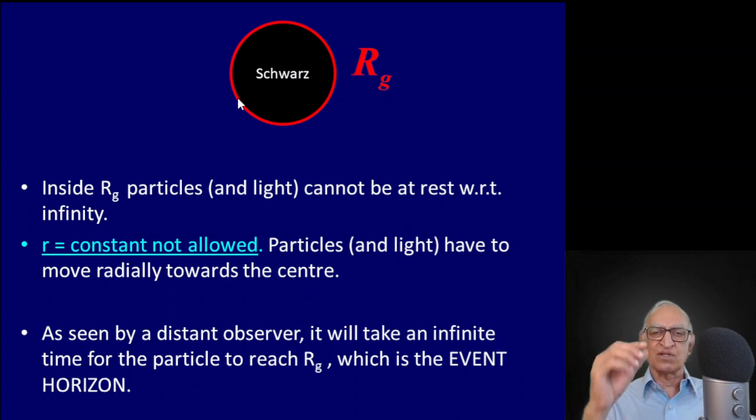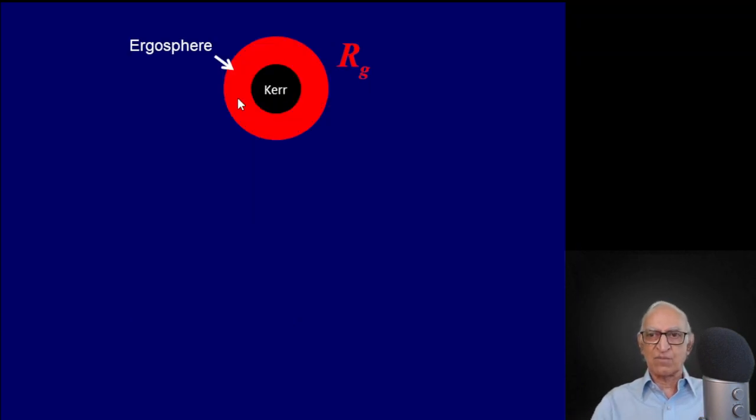reaches the black hole. It will slow down and slow down and slow down. As it reaches the event horizon, its velocity goes to zero, so it never really reaches the event horizon. This is the summary of the description of the Schwarzschild black hole. Now let us look at the same statement for a rotating black hole, a Kerr black hole.